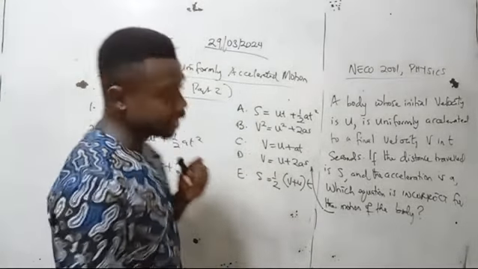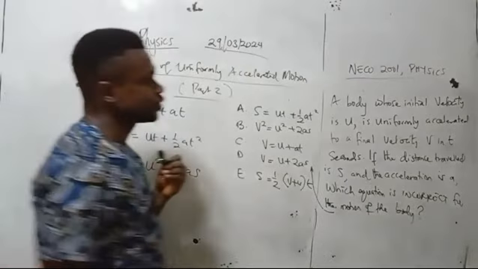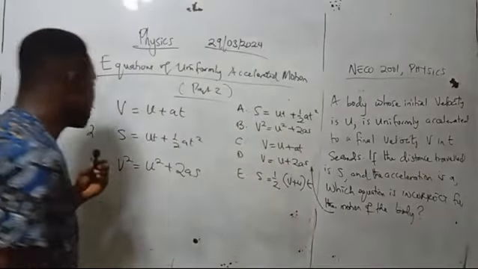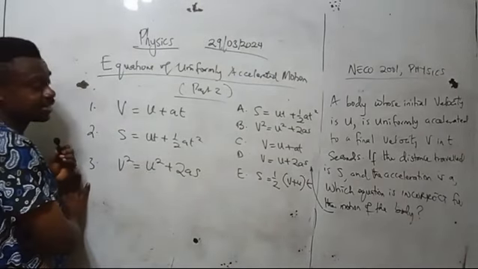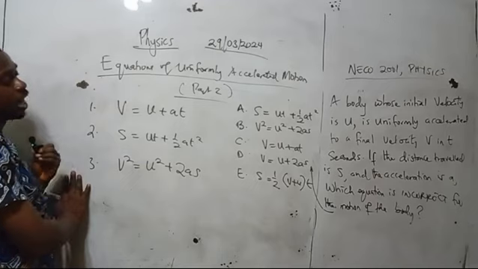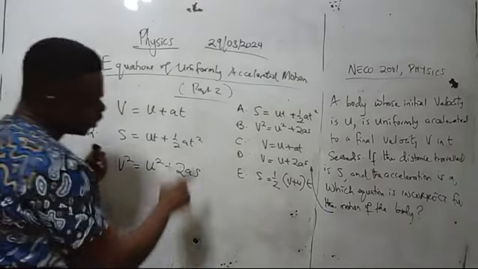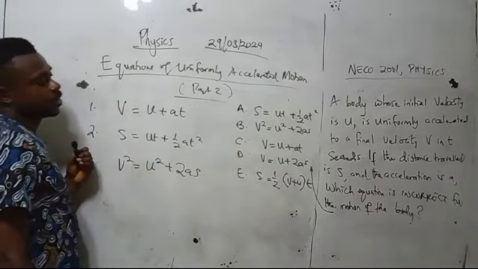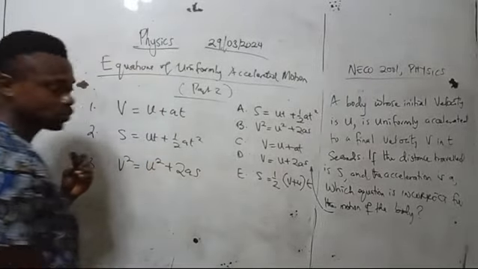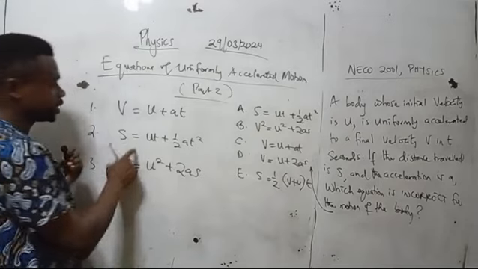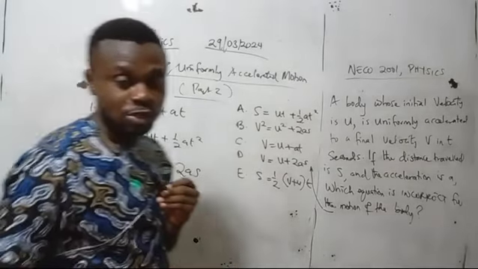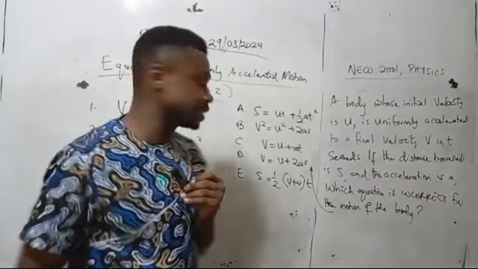As I said before, this question is from NECO 2001 Physics. So let's look at the question. I listed three. These are the three standard equations of motion we know. But let's look at the options. Option A says S is equal to ut plus half at squared. It is correct. The question says we should choose the one that is incorrect.